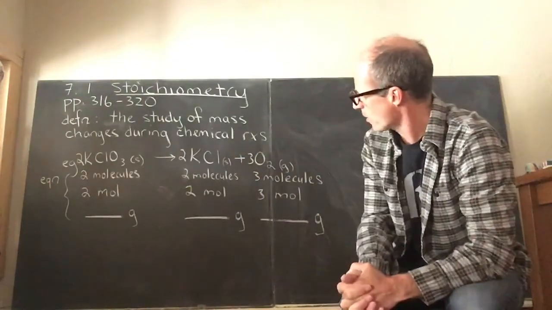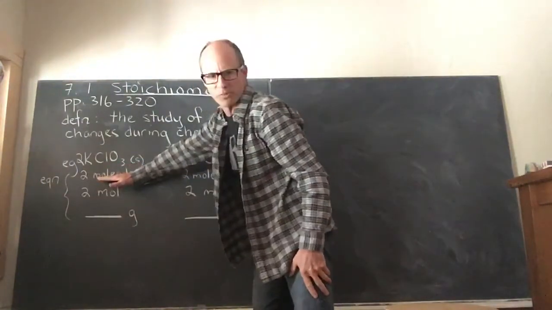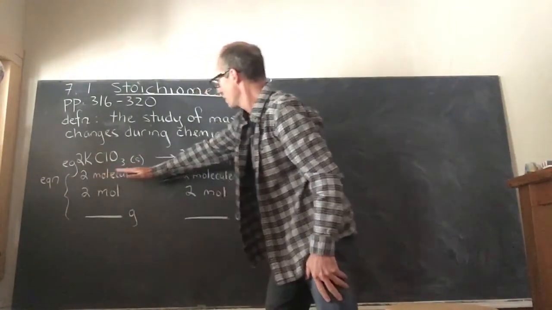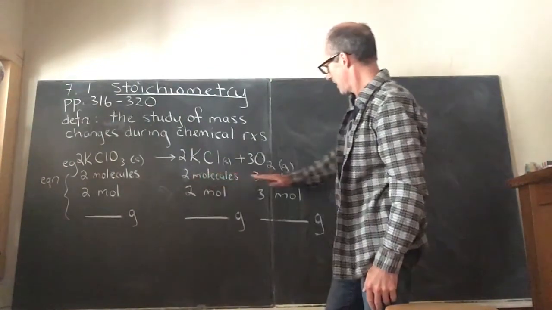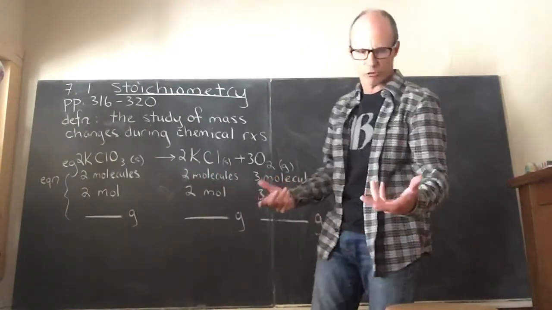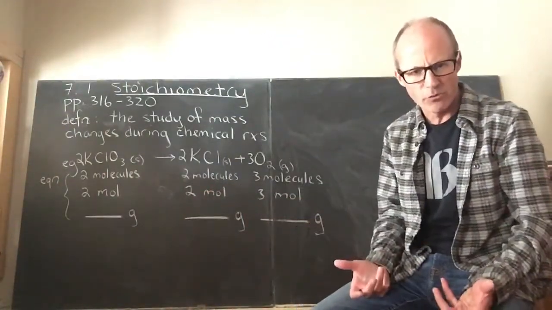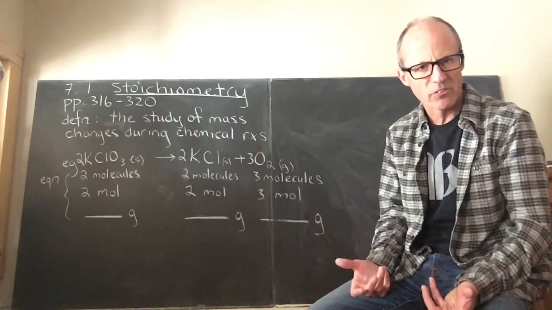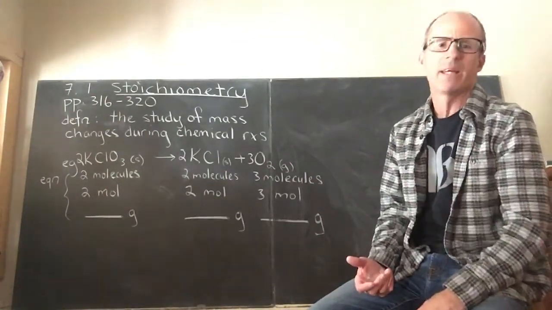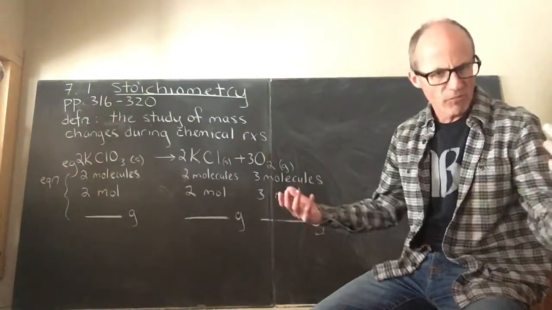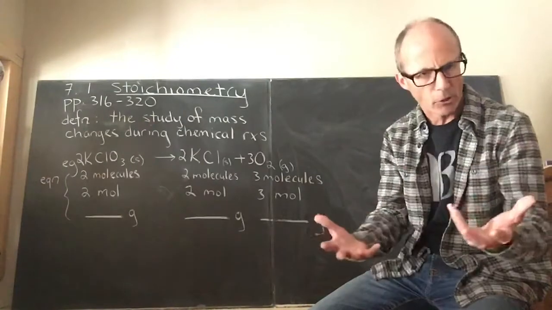Firstly, according to our equation, you can see that for every 2 molecules of potassium chlorate that react, we get 2 molecules of KCl and 3 molecules of oxygen. Now, the truth is we can't see molecules. They're not very useful to us in the lab. So as chemists, we're going to use the mole because we know that a mole of anything is 6.02 times 10 to the 23rd particles.